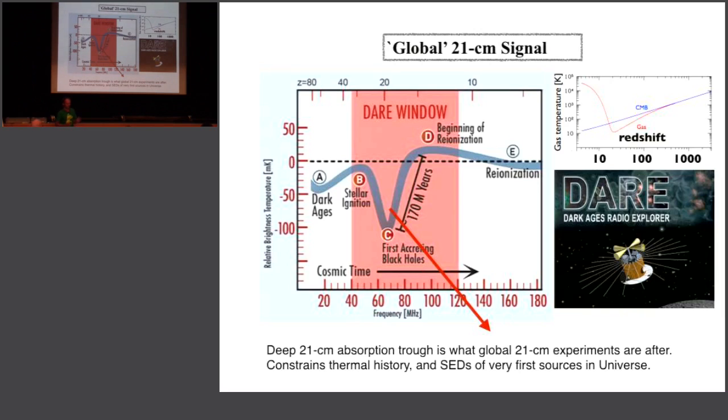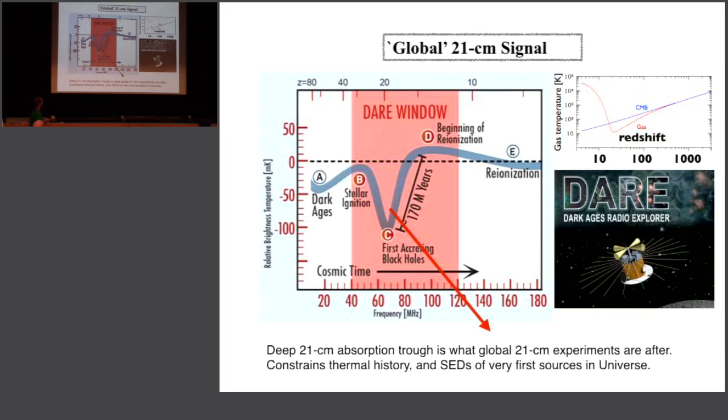It's just a nice cartoon of this global 21 centimeter signal that I was showing you earlier, right? And earlier on I was saying that we know the hydrogen is going to be in absorption at very high redshift, and it's going to be in emission at lower redshift, right? That's exactly what this plot shows, with some extra wiggles, and I'll explain these in a second. But high redshift is now on the left side, low redshift is on the right side.